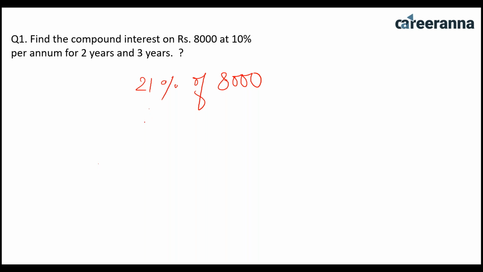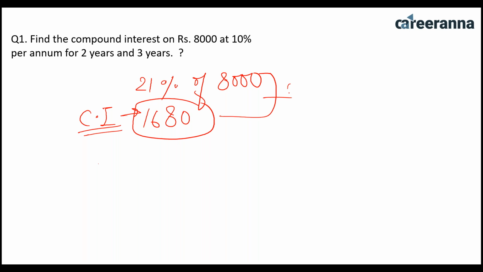So can I say this is what I am getting as my compound interest, right? This is what my compound interest is in just 2 steps. But I will be able to calculate this only if I know this thing, 21%, right? I may be only able to solve this if I know this.